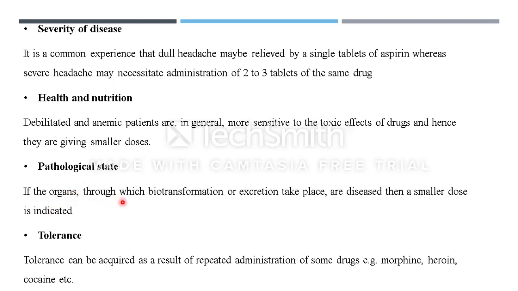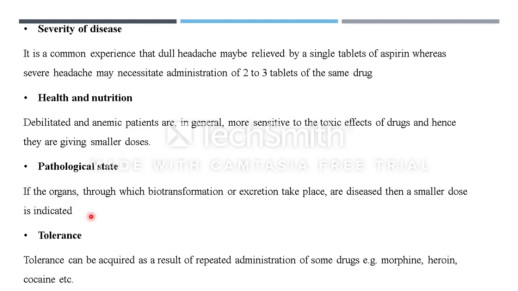If the organs through which biotransformation or excretion take place are diseased, then smaller doses are indicated. For example, when a patient is suffering from hepatitis, since we know that the liver is responsible for biotransformation, and the kidneys too are responsible for excretion of these drugs being taken into the body, then when we give higher doses, these drugs may not be biotransformed or detoxified in the system, so they will be kept in the system or may not work effectively.